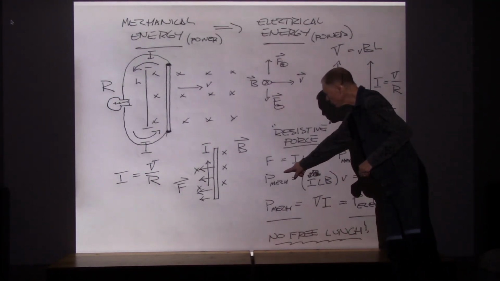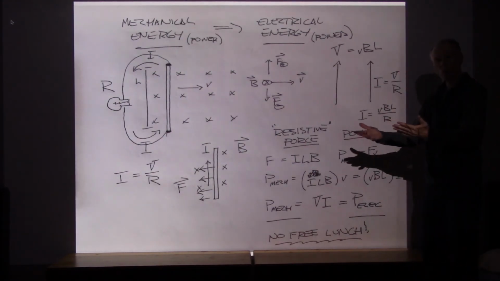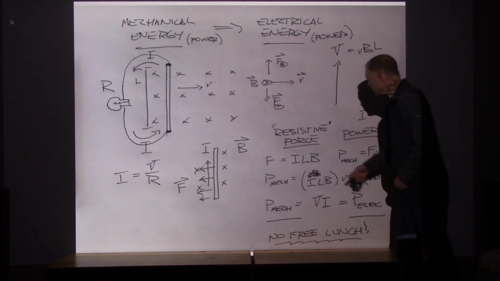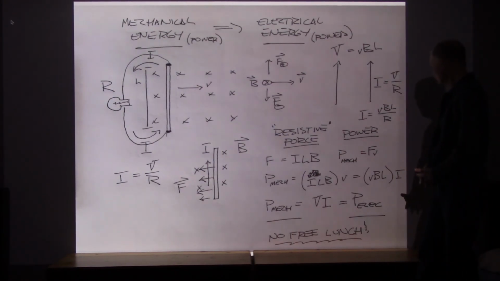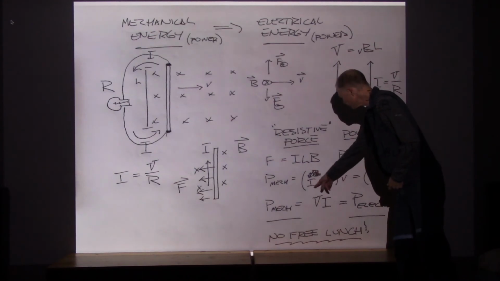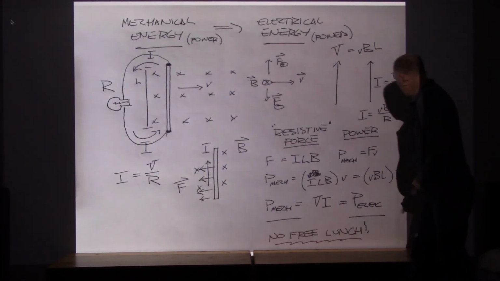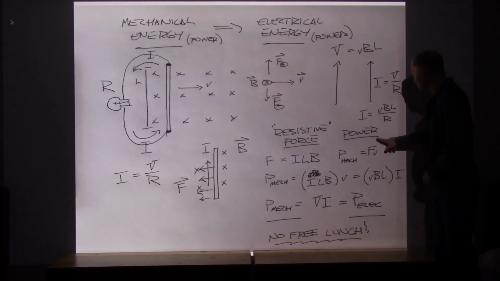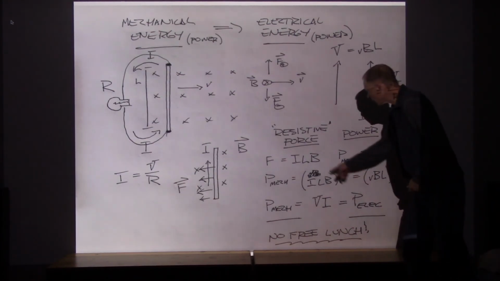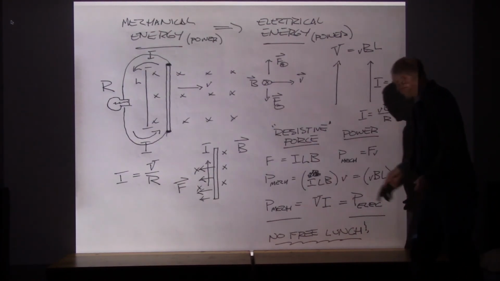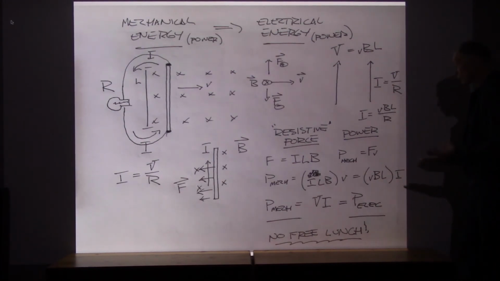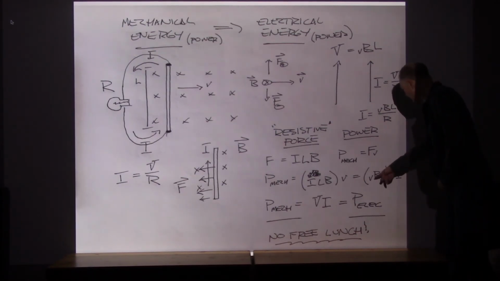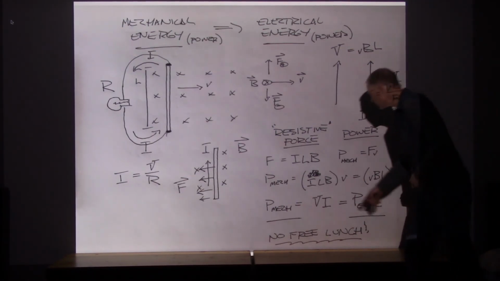The mechanical power, the rate at which we're putting energy in, can be written as F times V. So that would be the force times the velocity. Oh, here it is. So mechanical power, F times V. I'm going to substitute in ILB times V, that's VBL times I. This is how much force I'm going to have to be pushing with. And when I write it as VBL times I, well, that's the same thing as VI.